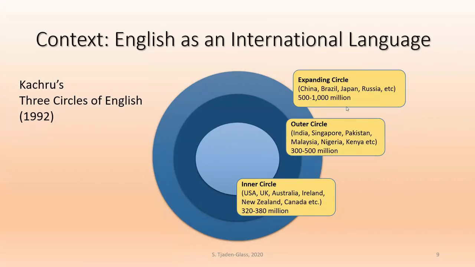So what I want us to understand from these circles is that when we tie together learning English and developing intercultural competence, we really need to be mindful that the goal of learning English shouldn't solely be to communicate with native English speakers. Instead, the goal really has to be to communicate with other speakers of English, no matter which circle of English they're coming from.